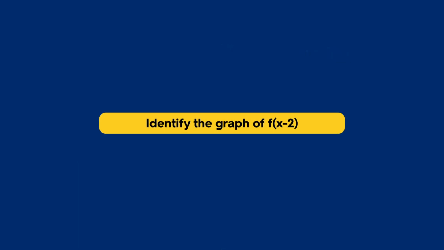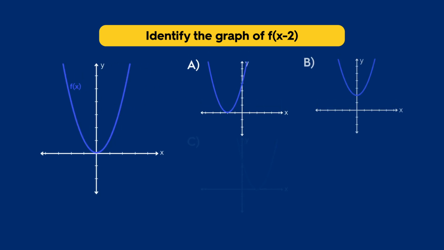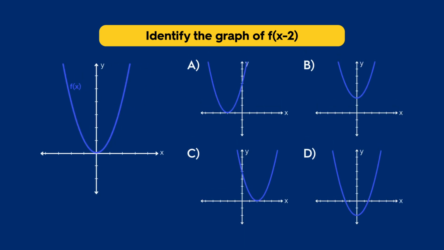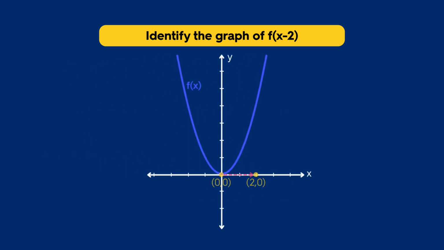Now let's apply this to an SAT-style problem. You're asked to identify the graph of f(x - 2). Because the change is inside the parentheses, there's no vertical shift. That lets us eliminate graphs that move up or down. Because the change is inside, f(x - 2) shifts the graph right by 2.